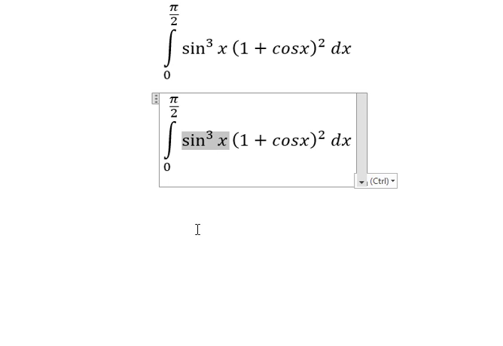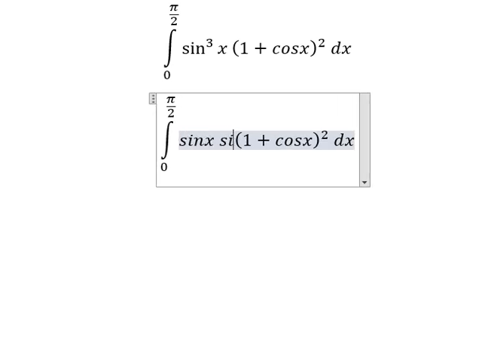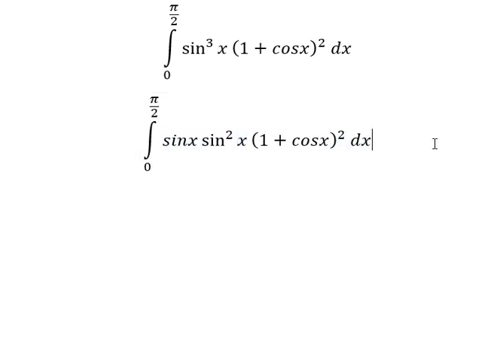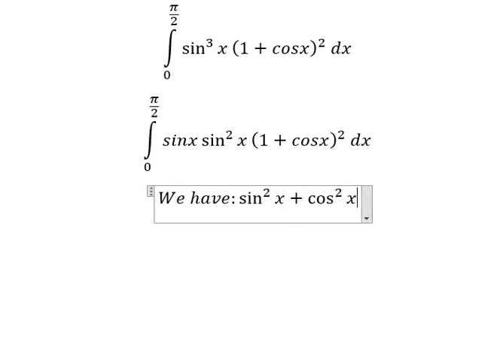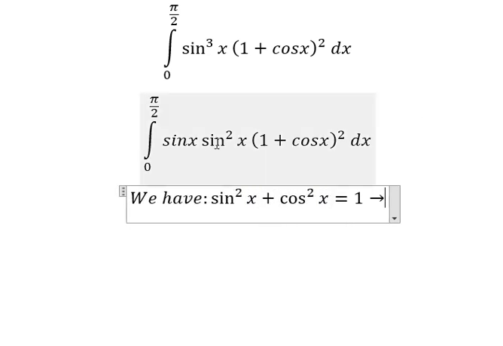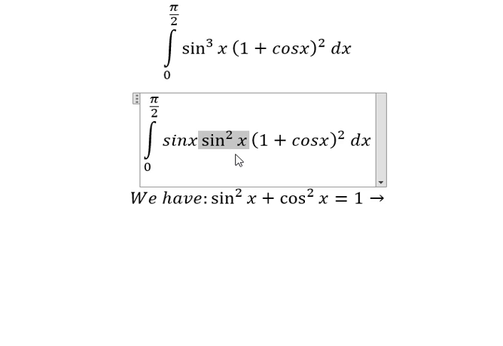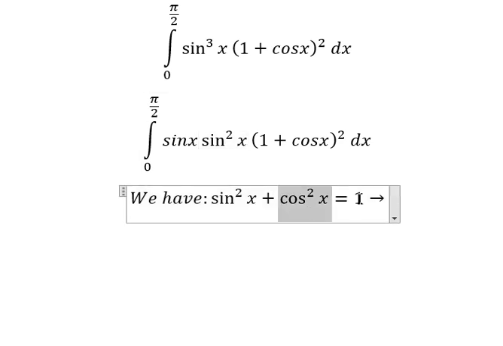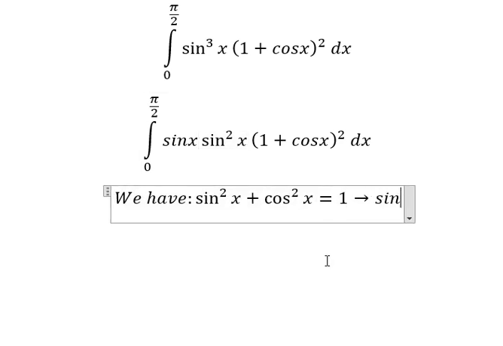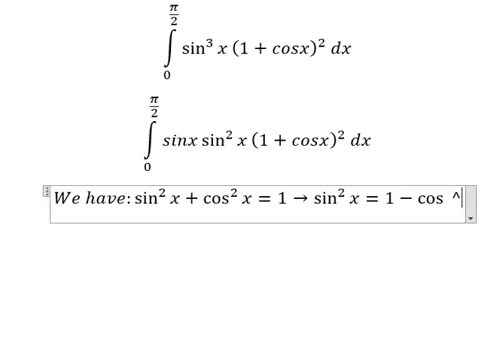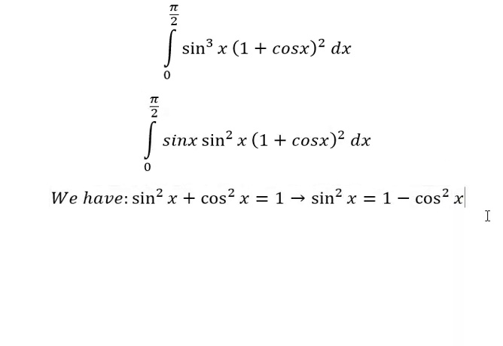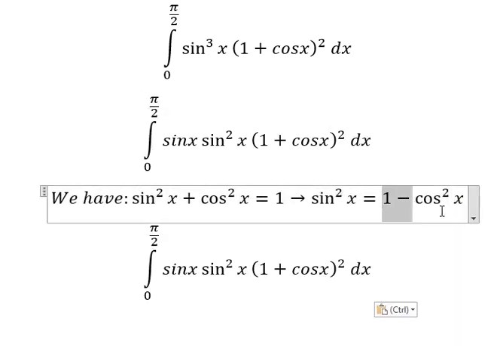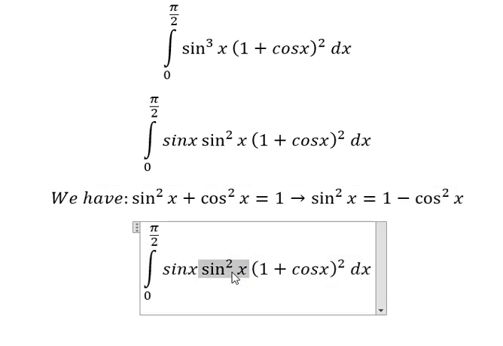So this one is about sin x and sin x squared. The next one, we can use the formula in here. So because we have sin x squared, I will put this one to the right. So I will put this one here.